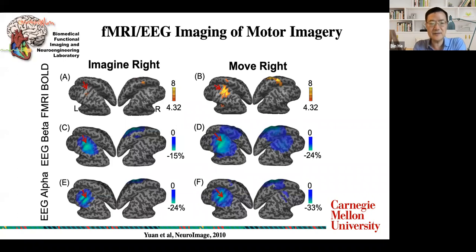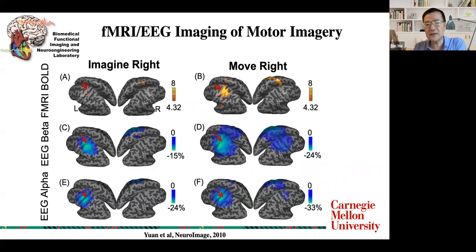This slide illustrates one of the major results. This is a group result from these 13 human subjects. On the right panel is when the human subject performs the movement of the right hand. So actually the subject, in this case, is moving the right hand. And you can see here on the left motor cortex, this red arrow, there is a clear BOLD activation associated with the movement of the right hand. This is well consistent with known physiology.